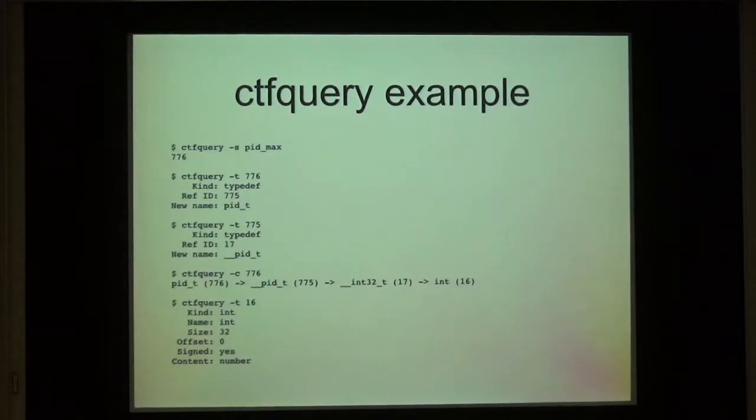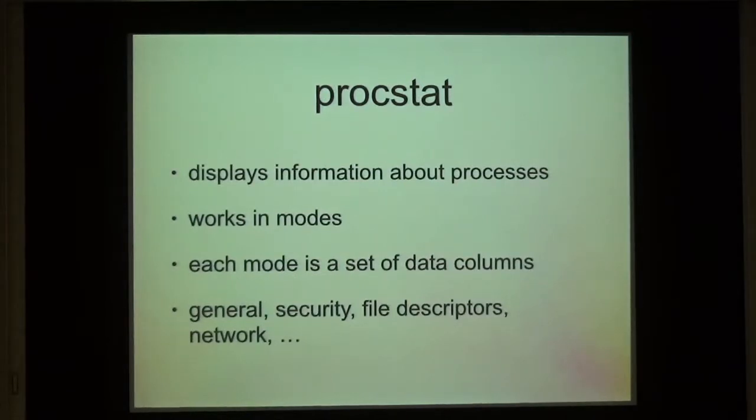So with this in mind, I was using all these tools all the time to create, for example, a type-aware procstat, which, just to remind you what it is, displays information about processes. It works in certain modes: there is a mode for security, the general mode, file descriptors, network, command line, environment, and each mode is comprised of certain data columns, and each row is a process. So that's what procstat has, basically ps, a bit more nicely defined.